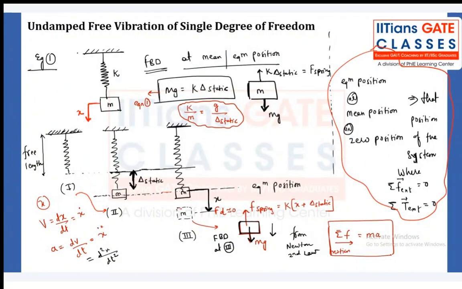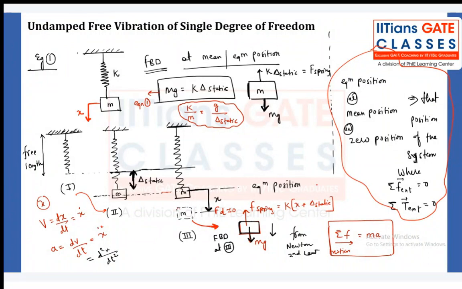After getting displaced, the mass is here. At this position, I need to draw the free body diagram once again. There is a weight mg acting in the downward direction, and the spring force. The total spring force is K delta static, which was originally present, but now there is an additional spring force acting in the spring, and that is nothing but K into X.